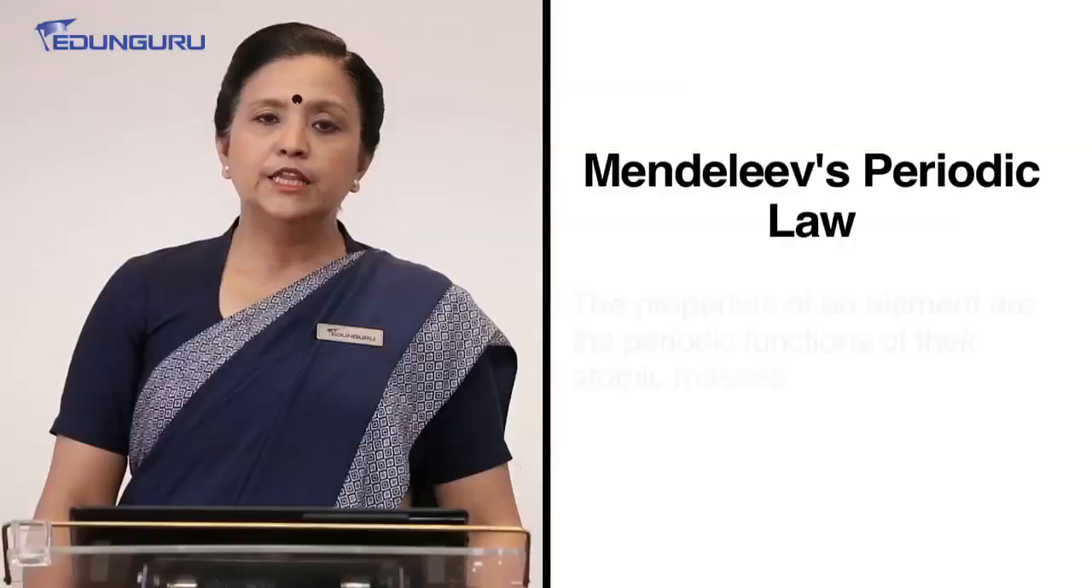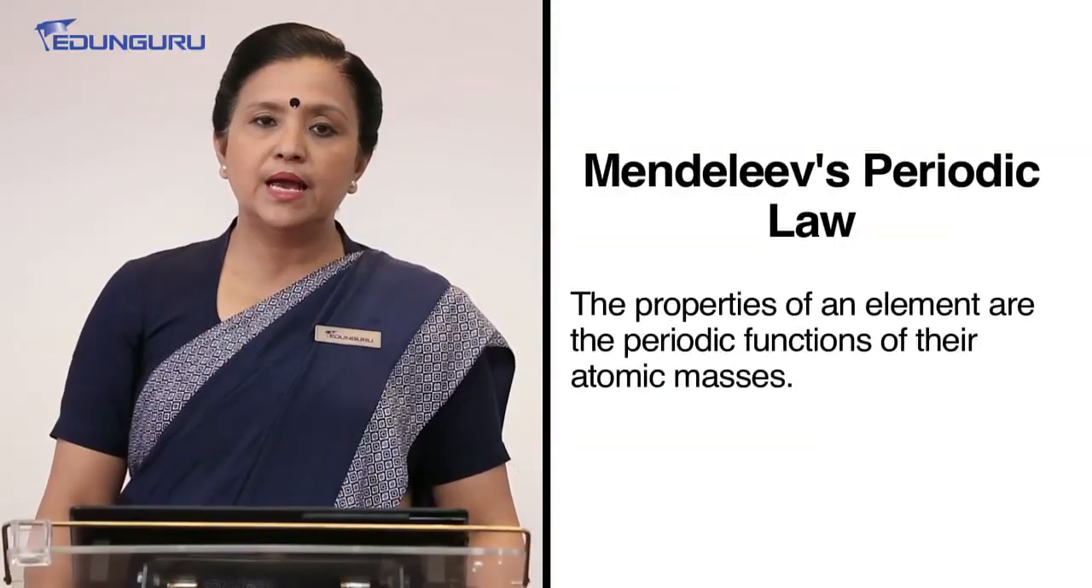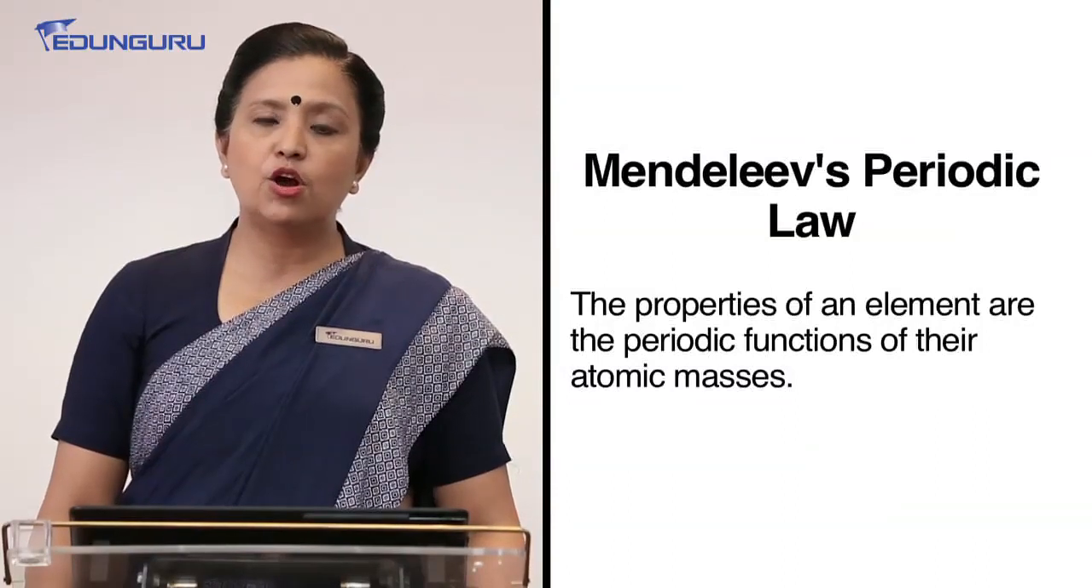So he gave the periodic law, which states that the properties of an element are a periodic function of their atomic masses. Mendeleev's periodic table was then published in a German journal in 1872.